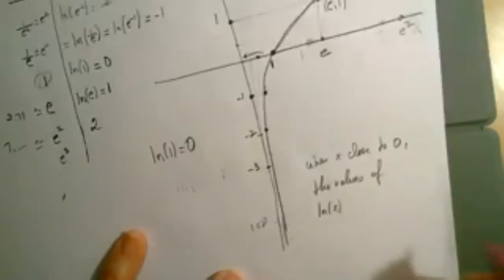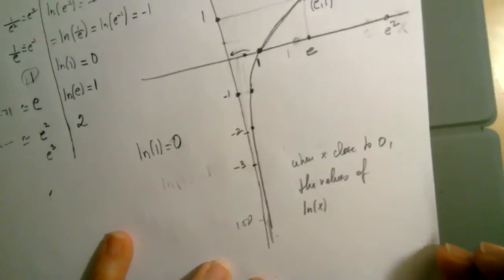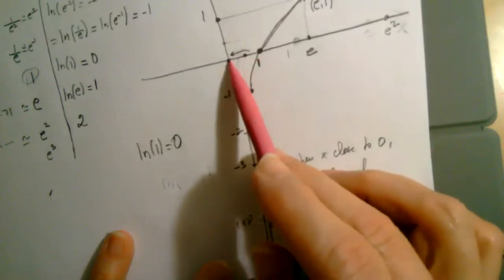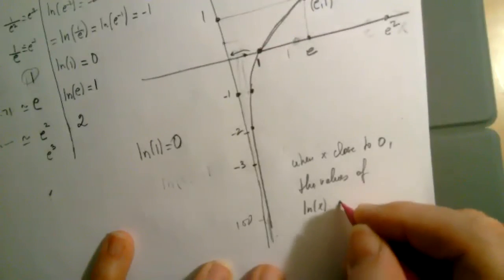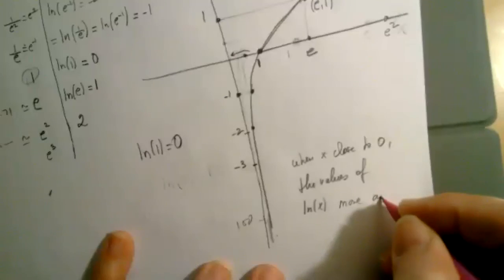Become more and more negative. Does this make sense? As we get close to 0, they become more and more negative.